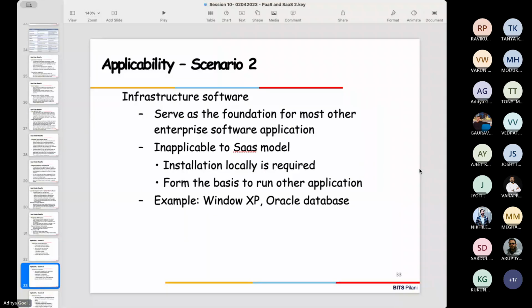Moving on. So you have infrastructure software like Office or Oracle database. This is incapable of the SaaS model as the installation is required locally. Of course, we can move it to the cloud, but mostly it will be part of infrastructure as a service, or it could be part of the platform as a service also.